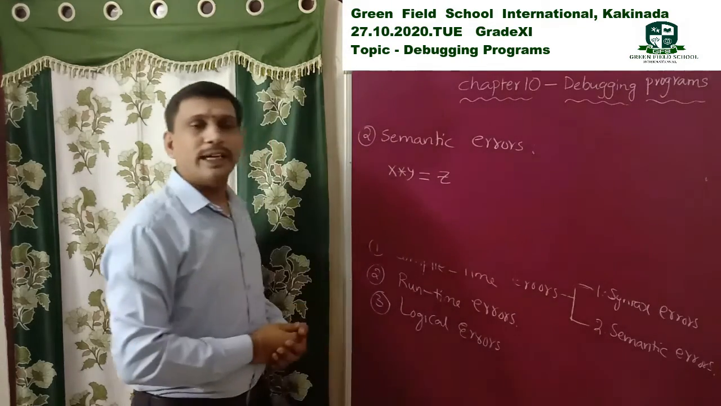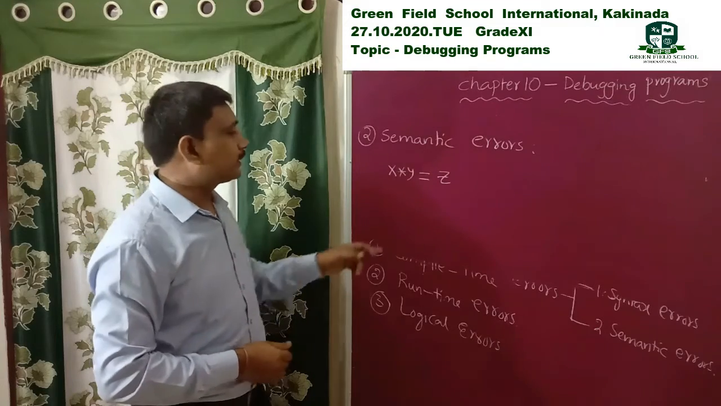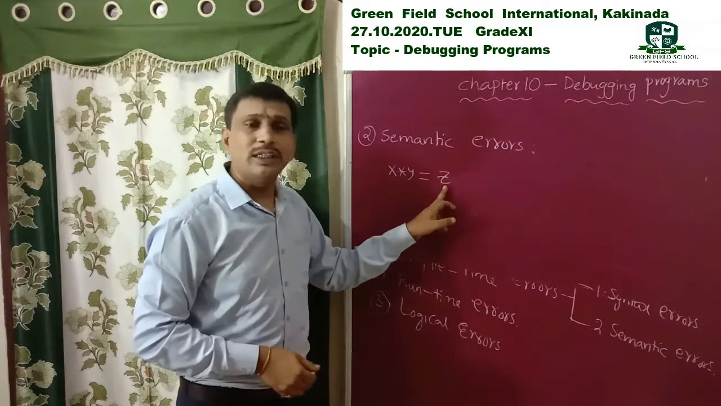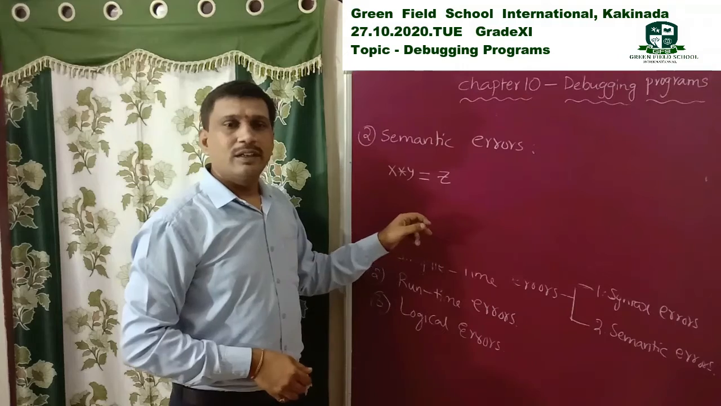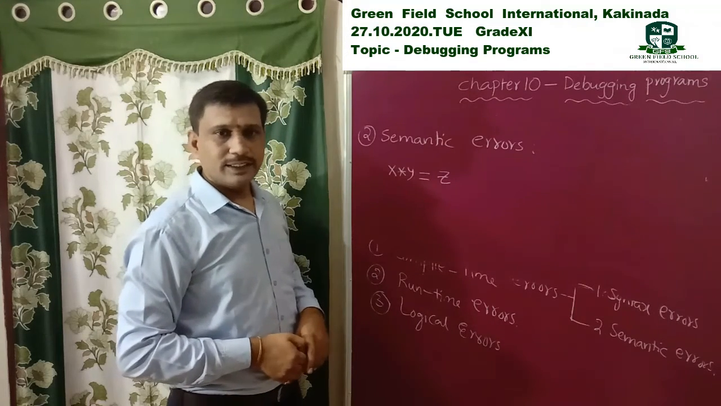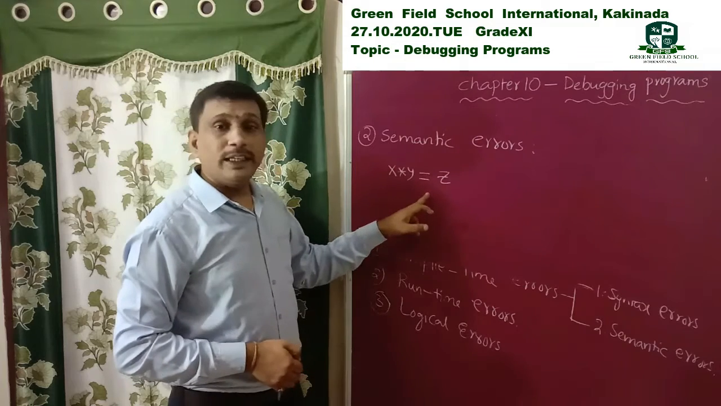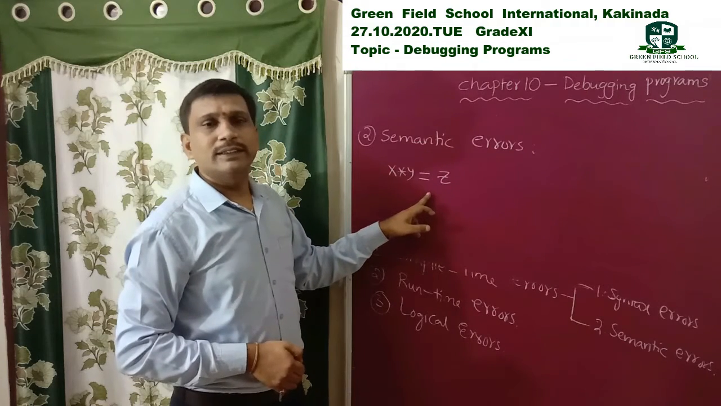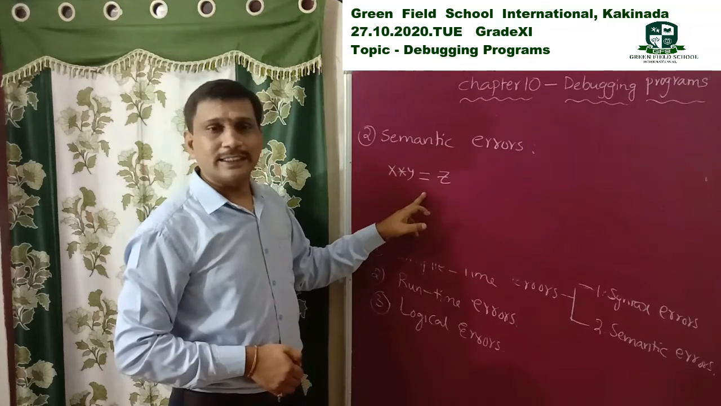Z is assigned to x star y. Otherwise, the statement x star y is assigned to z. Here, when we observe this statement in the Python programming language, the meaning of this assignment operator is correct. Syntactically it is correct.